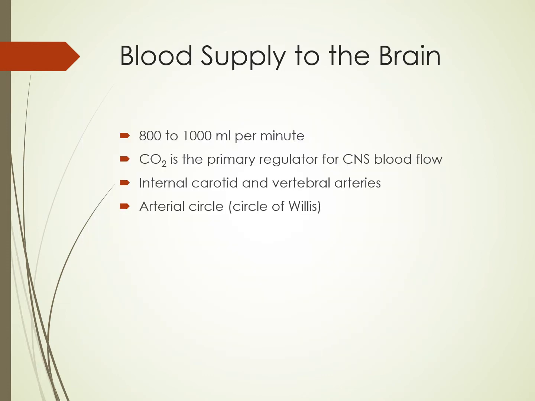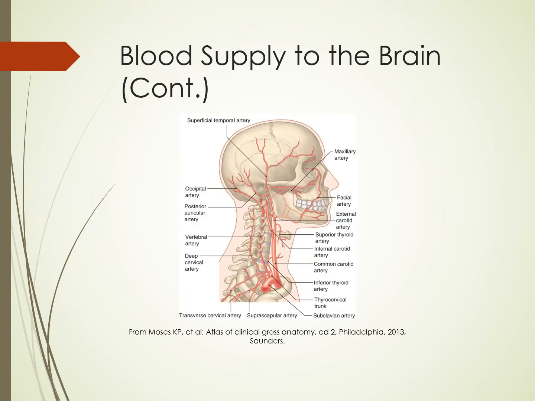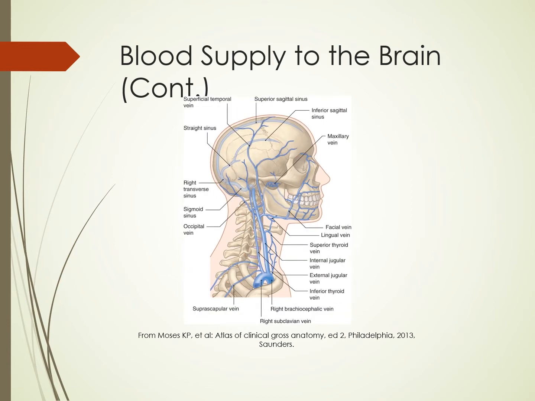The blood supply to the brain is enormous, 800 to 1,000 milliliters per minute. And CO2 is the primary regulator for central nervous system blood flow. The internal carotid and vertebral arteries and the arterial circle, or the circle of Willis. And this illustrates the blood supply to the brain. And the venous.